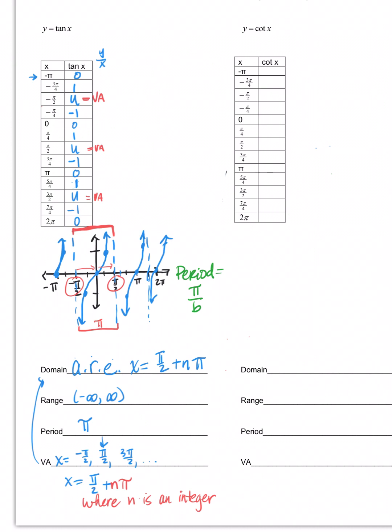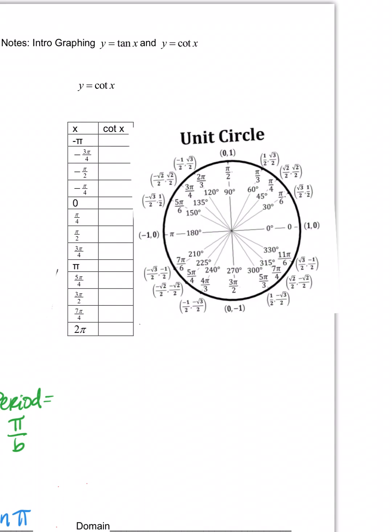Now let's switch gears and let's do the same process with cotangent. Okay, so remember though, cotangent is x over y, right? X over y. So if we start at negative pi, which is here, x over y would be negative 1 over 0. Well, that's undefined. At negative 3 pi over 4, which is this, it is going to be positive 1. At negative pi over 2, which is right here, it's x over y, so that's a 0. Negative pi over 4 is right here, still negative 1.